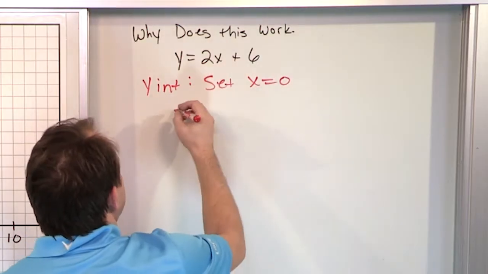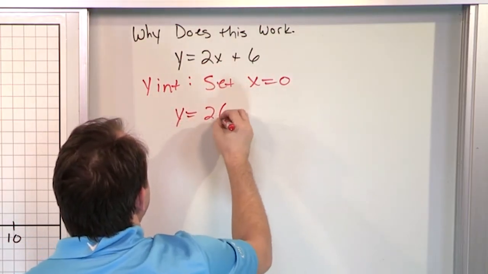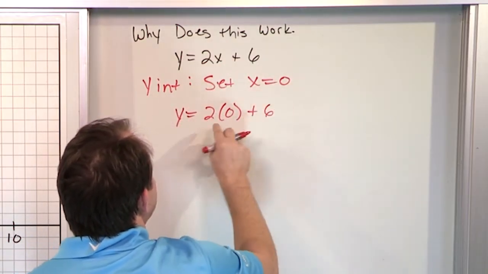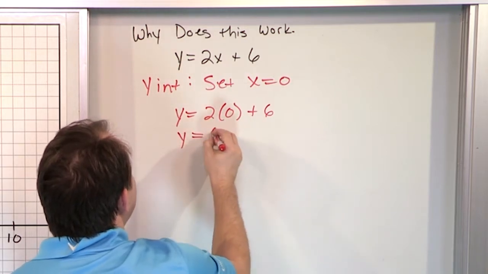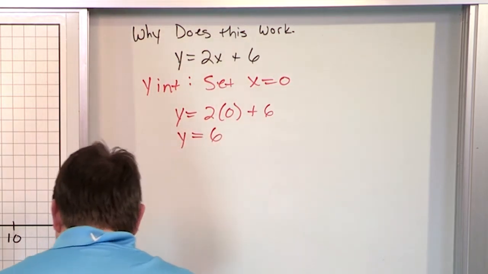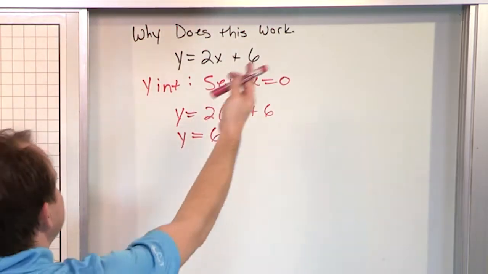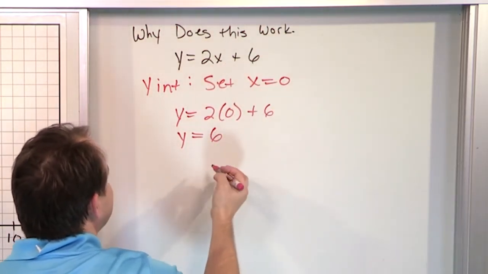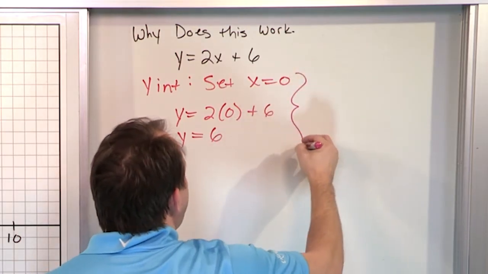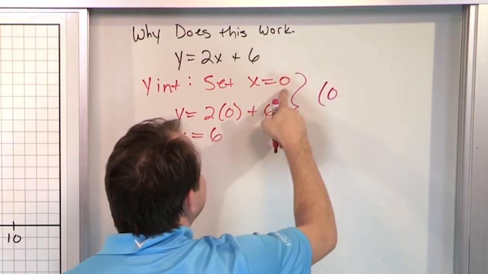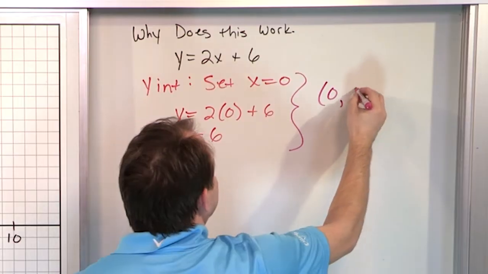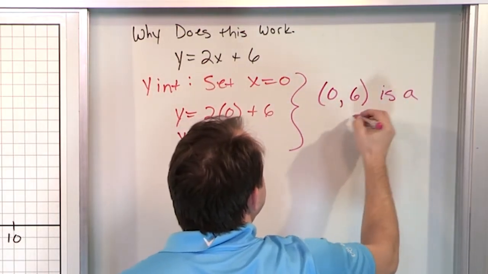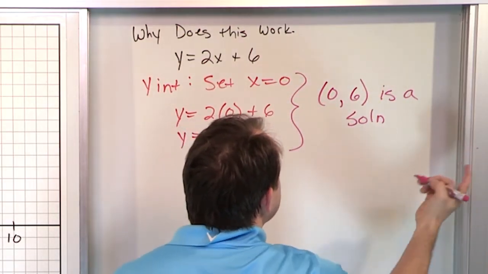So if I put 0 in here, you'll have 2 times 0 plus 6, and this is 0, so then you found out that y is equal to 6. So from this exercise, if I just said, hey, what's the y-intercept? You'd say, okay, I'm going to stick x equal to 0 in here, and I get y equal to 6. So what I have found from all of this is that the point 0 for x and 6 for y is a solution. In other words, it's on the line.